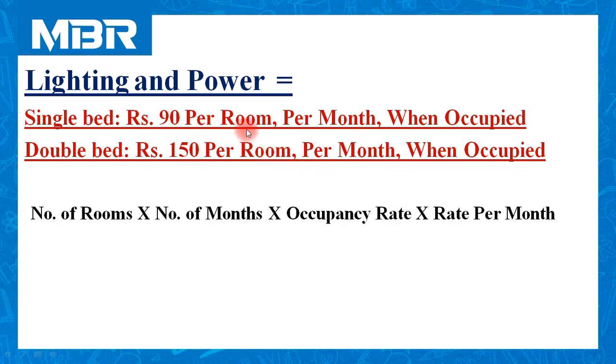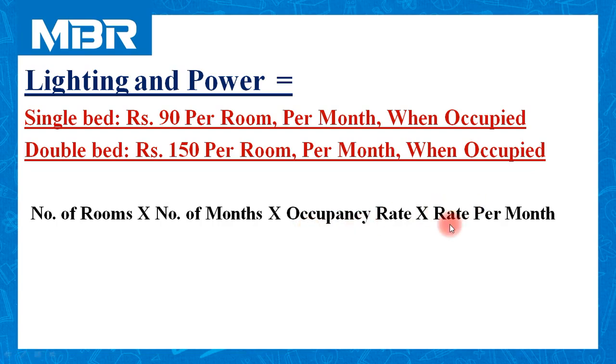Per room, it means we need to consider number of rooms. So our first factor is number of rooms. We need to pay lighting and power charges per month. It means number of months are also important factor for us to calculate the cost incurred on lighting and power. It is also mentioned in the question when occupied. It means occupancy rate is one of the important factor to decide the cost of lighting and power.